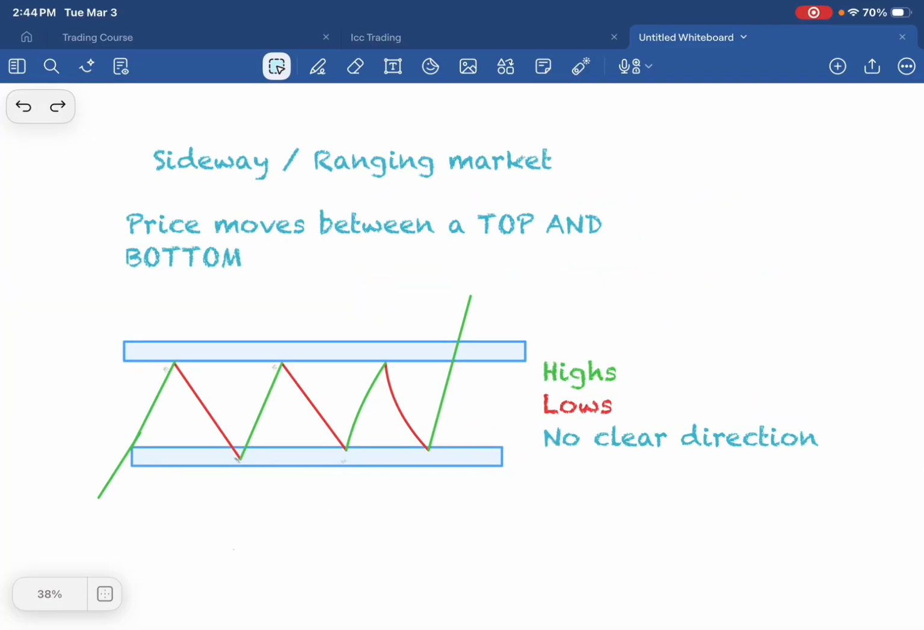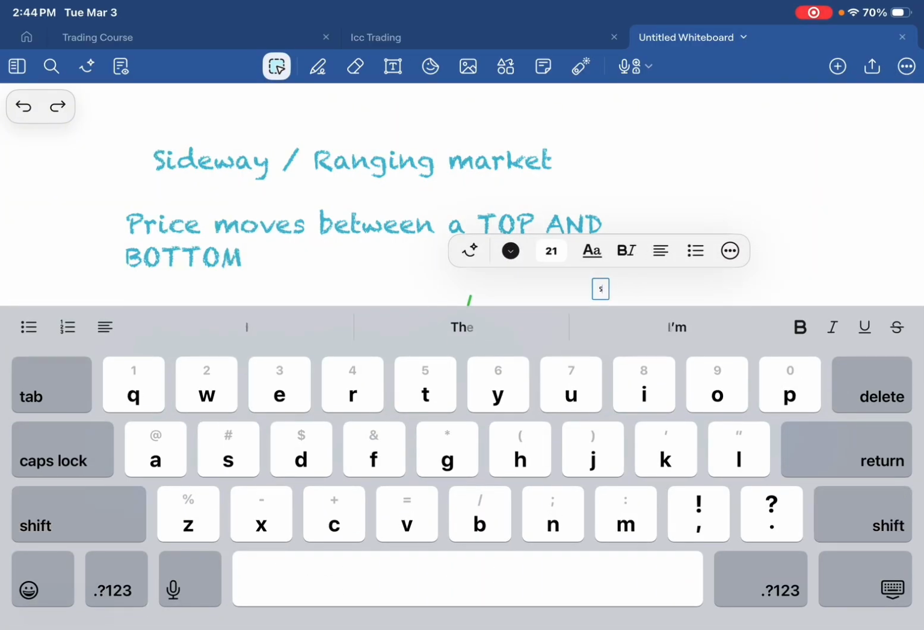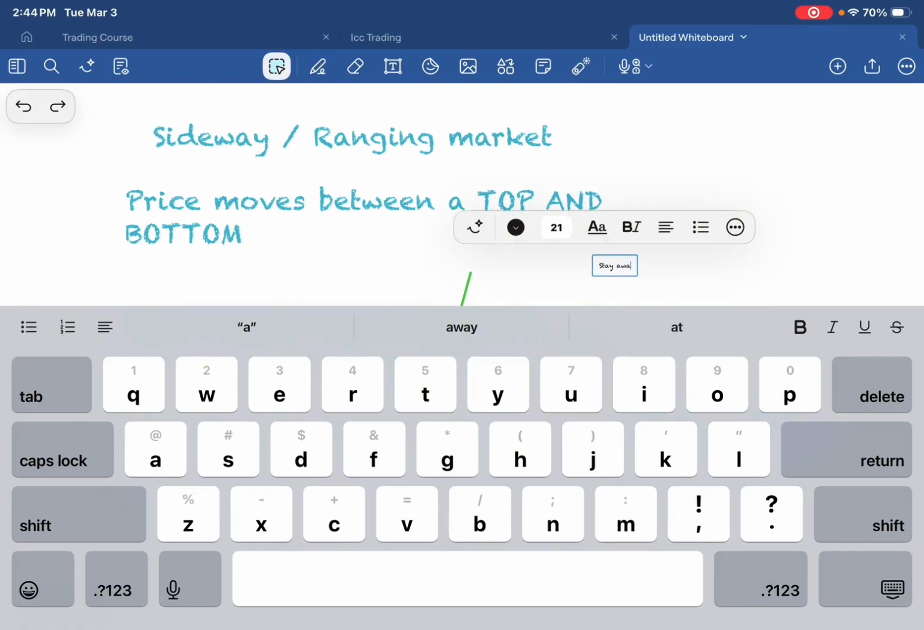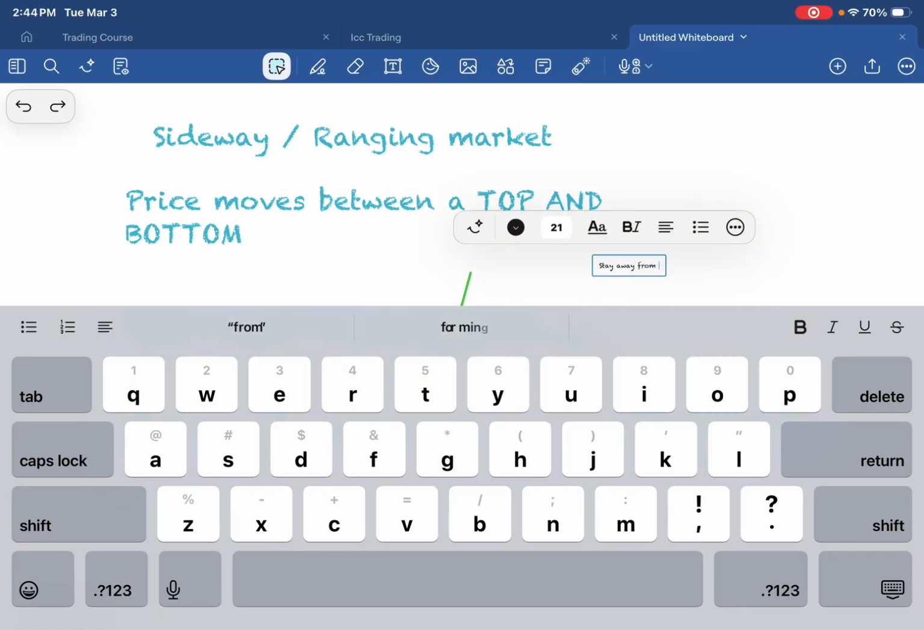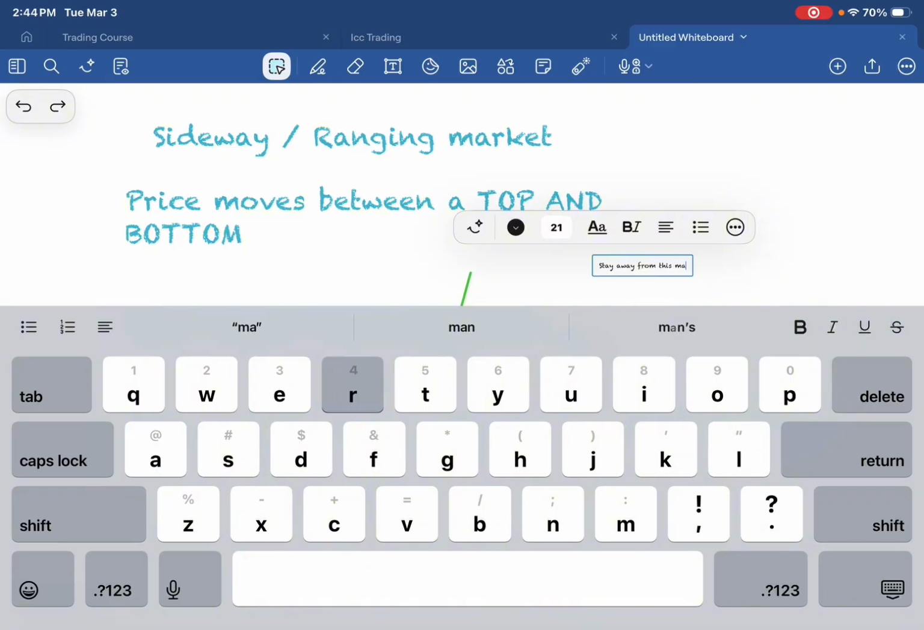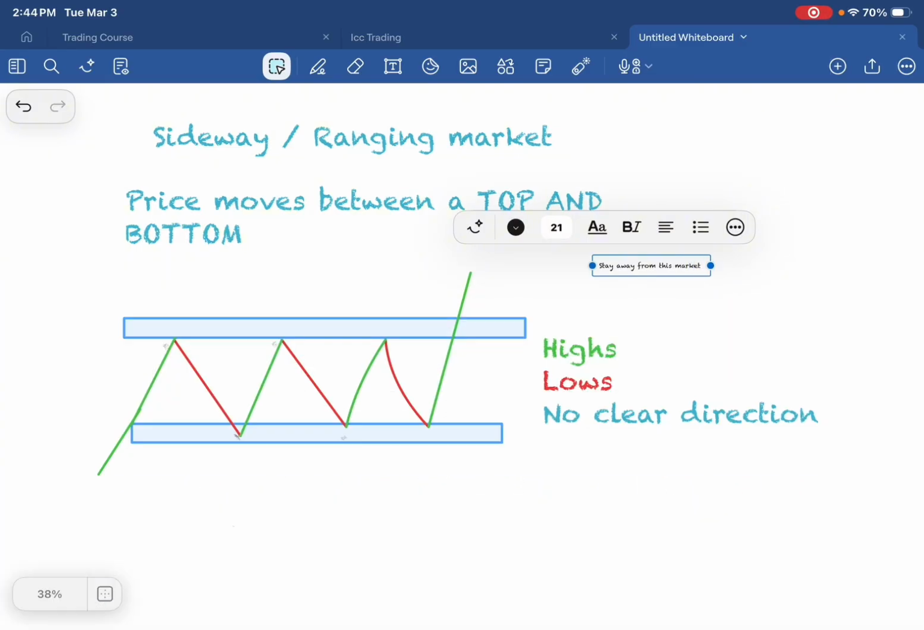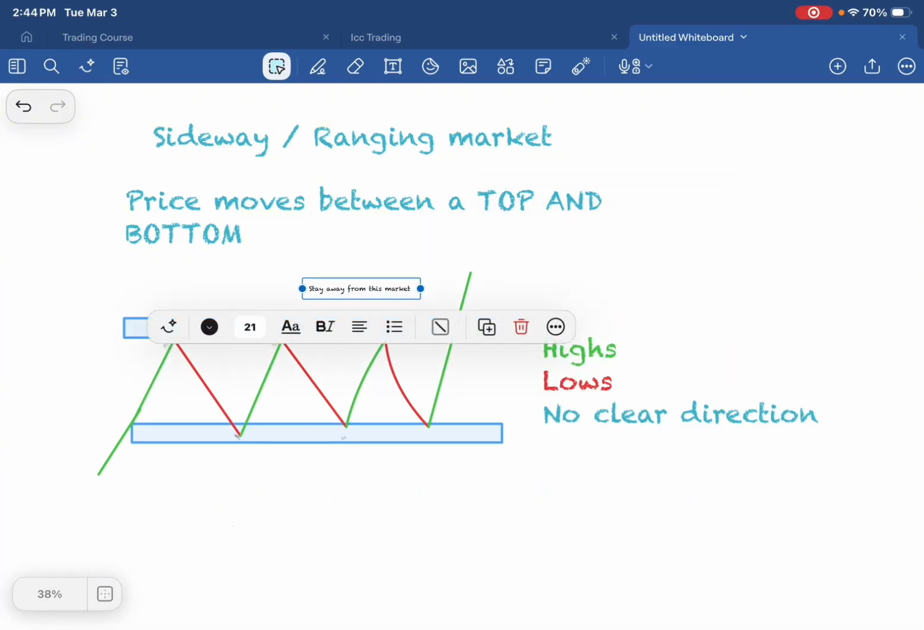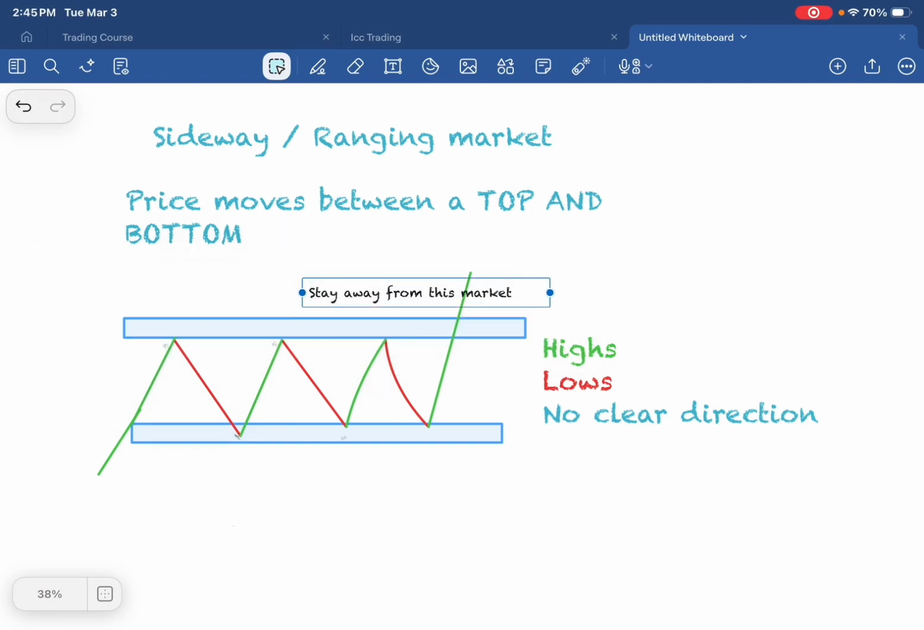So just know that a sideways ranging market has no clear direction. It's just confusion in the market, and you stay away from this type of market. Even though it's going to be tempting to trade every day, you don't need to trade every day. So just stay away from this market. Don't go there. Danger. You will lose the money here. So you understand?